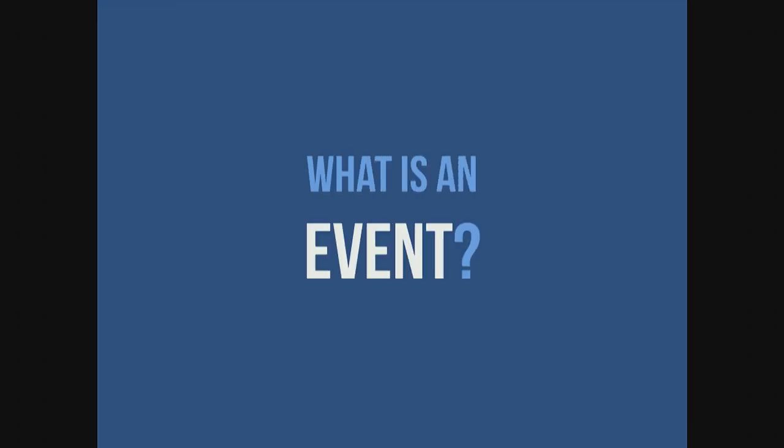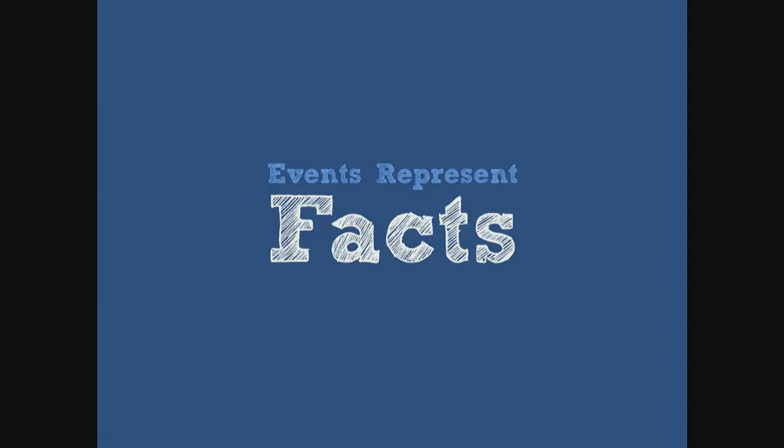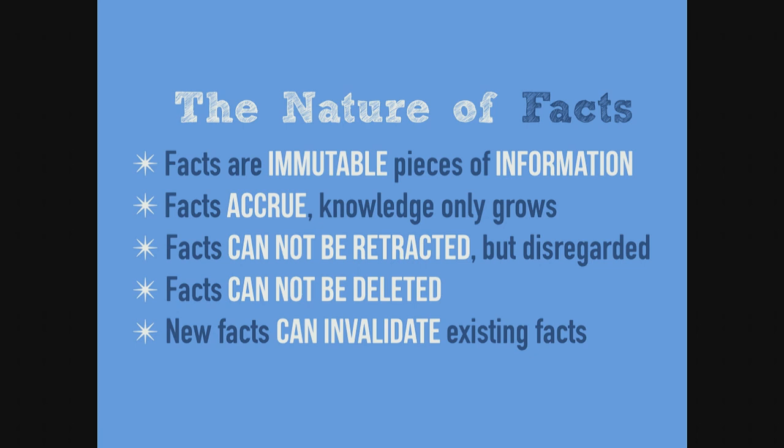So let's start with the basics then. What is an event? According to Merriam-Webster, an event is something that happens. So that's not really helpful. But I'd say that the essence of events is that they represent facts. Okay, so then what is a fact? A fact is an immutable piece of information.